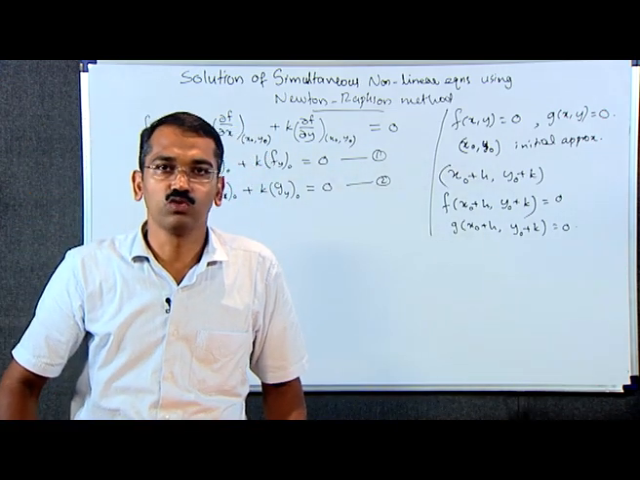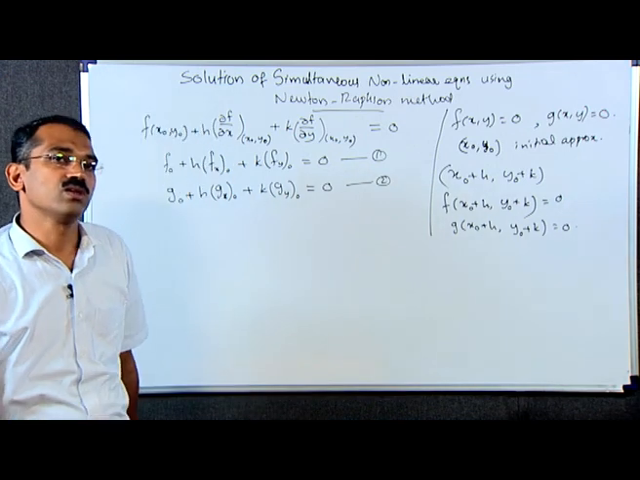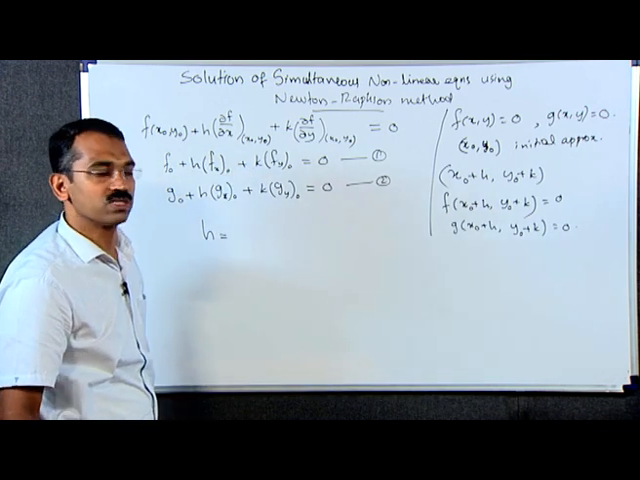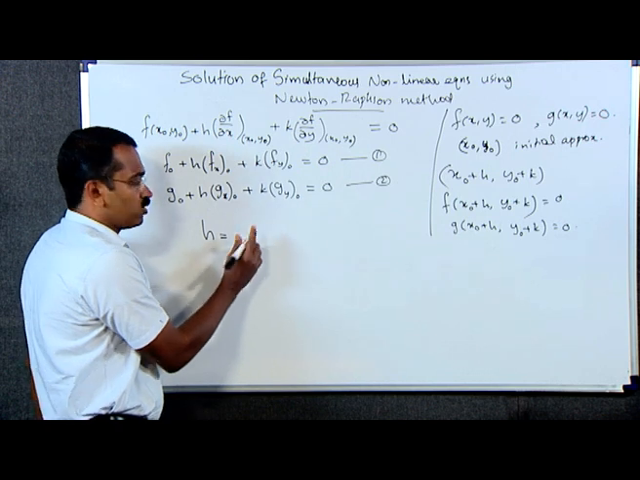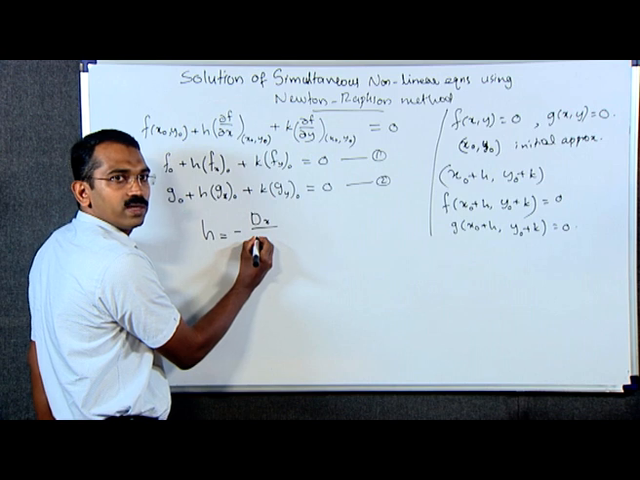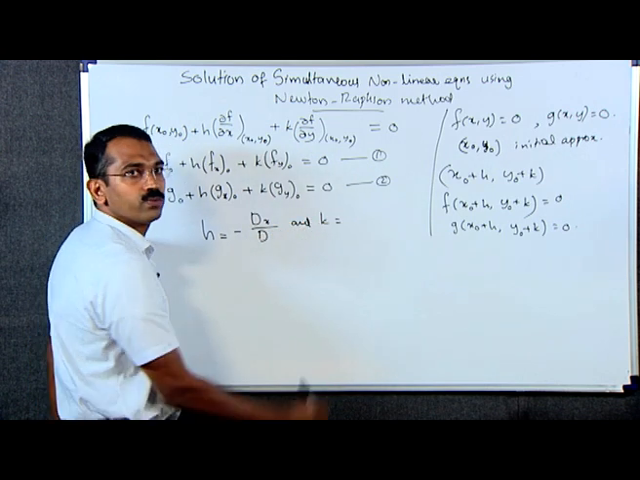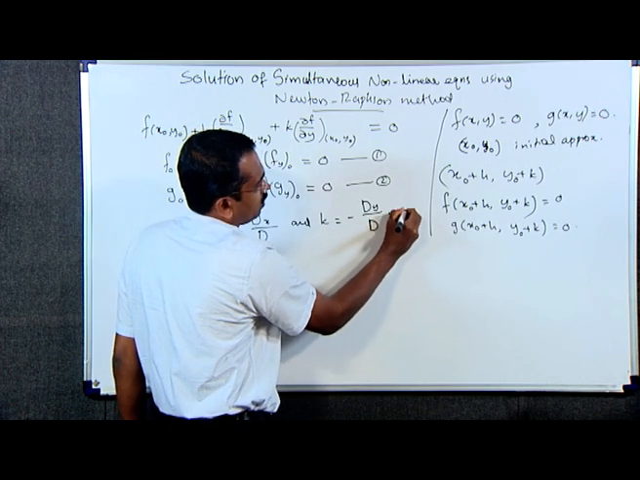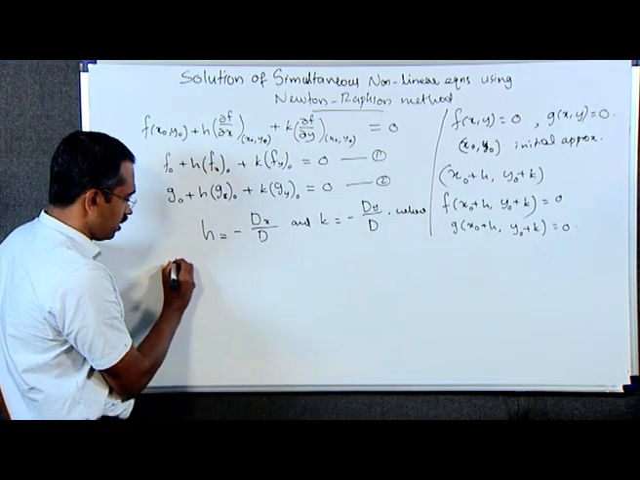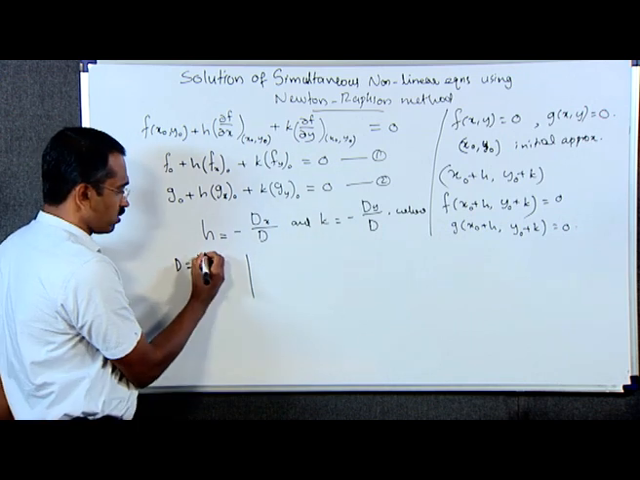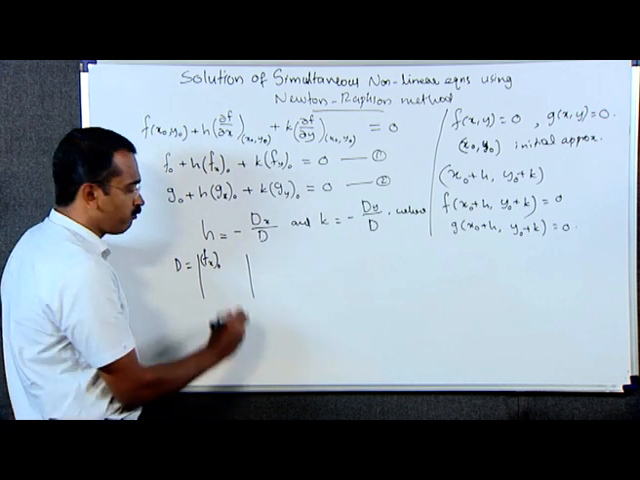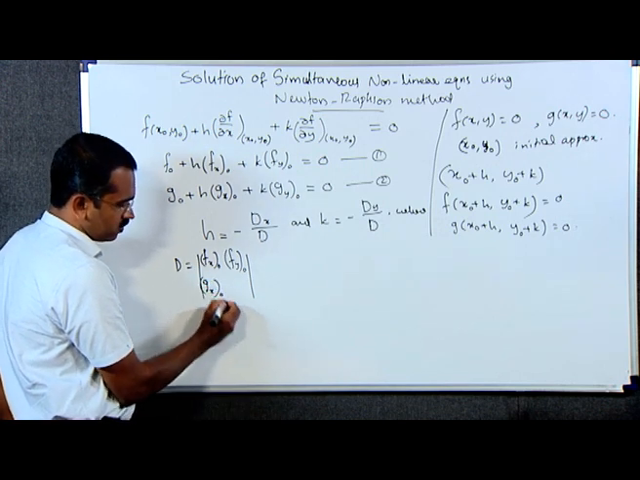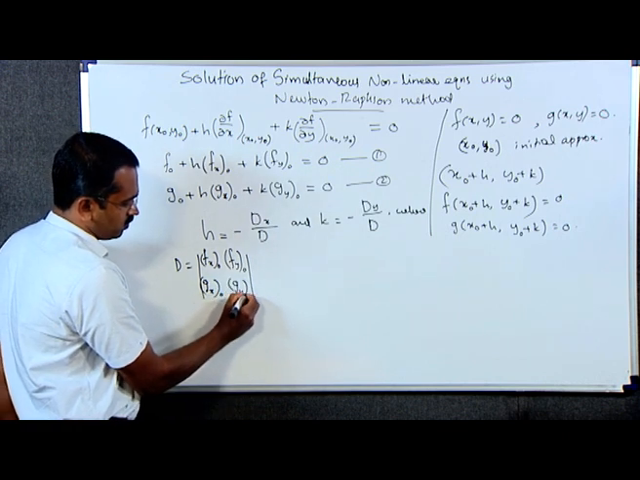Solving equations 1 and 2 to obtain h and k using determinants, we can write h is equal to minus Dx divided by D and k is equal to minus Dy divided by D, where D means the determinant of fx0, fy0, gx0 and gy0. This is D.